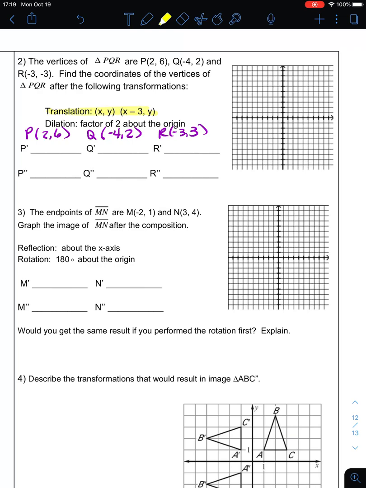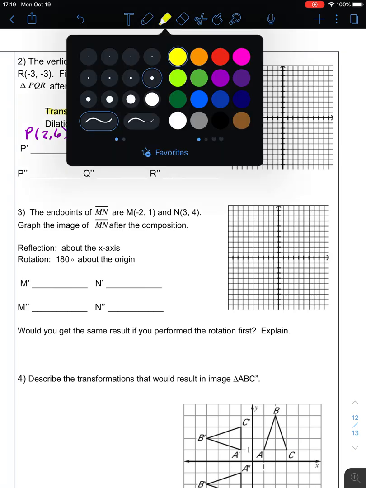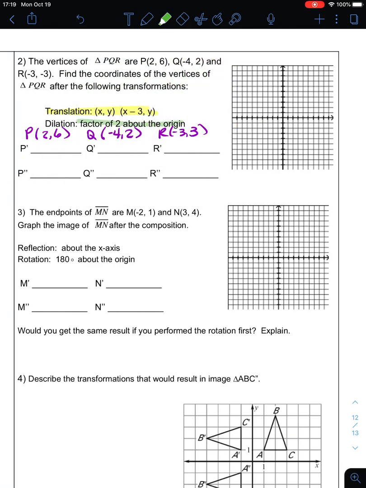So we're going to use our same points. This time I'm going to translate it. Remember, this is going to go to the left 3 and down none. And then I'm going to dilate by a factor of 2 about the origin. All of our dilations are about the origin, don't forget.